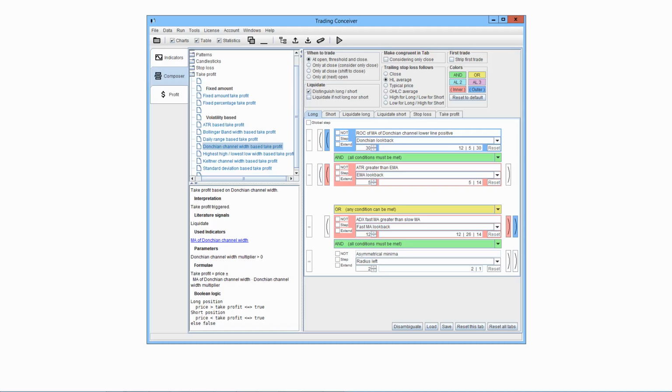In this video you will learn how to use the Graphical User Interface in Trading Conceiver in order to design your own trading system. Here only the Graphical User Interface is described. For explanations about the various features, see the relevant sections in the manual.